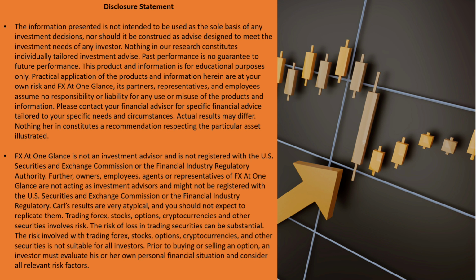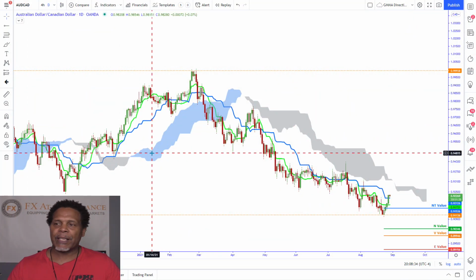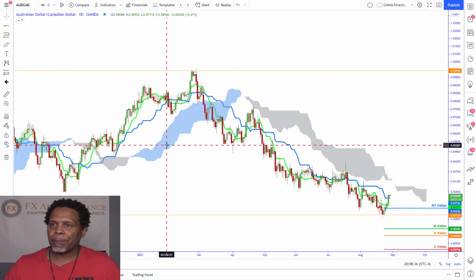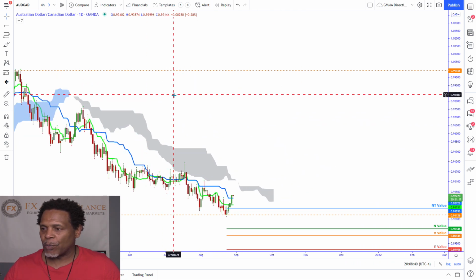All right, so we're going to get into it. We're going to get right to these charts. Got some very nice setups, so let's just go to it. Look at these charts. Okay, so basically we're looking here at the Aussie dollar. Let me bring this thing over here so we could see what we got.